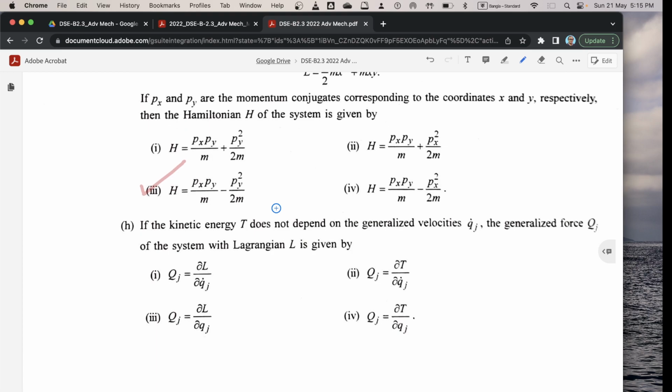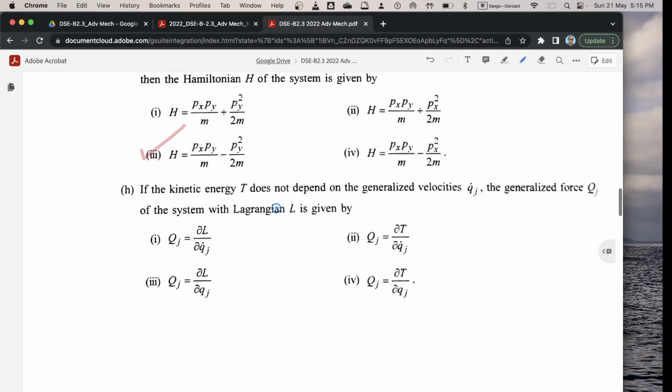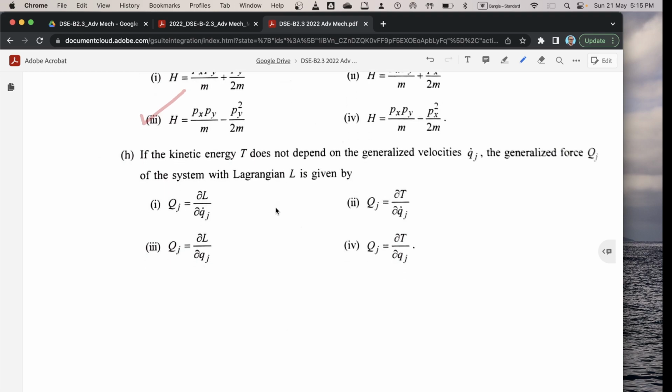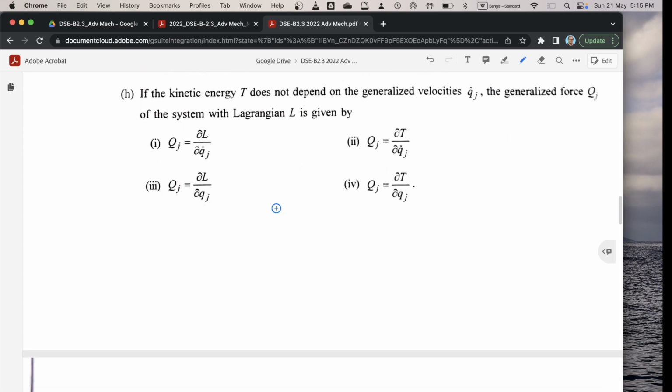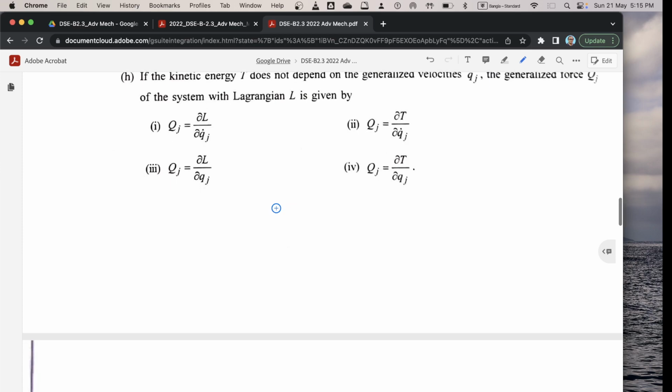Next question, H. If kinetic energy T does not depend on generalized velocities Qj dot, the generalized force capital Qj of the system with Lagrangian L is given by... no correct answer here. So these are the wrong answers here.